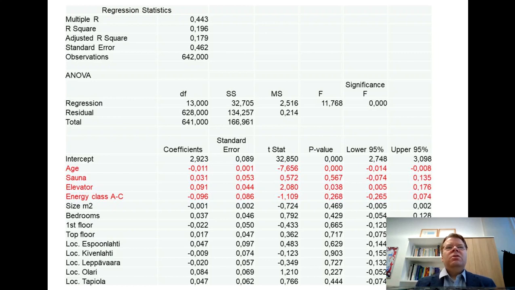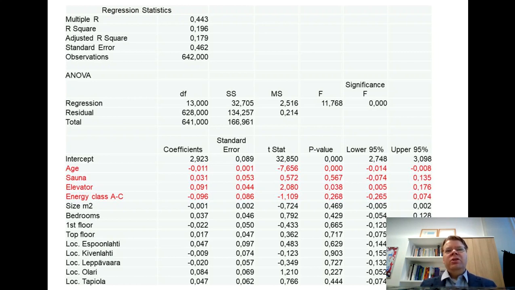So here's the results of this auxiliary model. I try to predict the condition of the apartment. As the dependent variable, I have just this self-reported condition, and I have included some original explanatory variables and also these 4 variables that I consider here as instruments, namely the age of apartment, dummy variable for sauna, dummy variable for elevator, and the energy class.